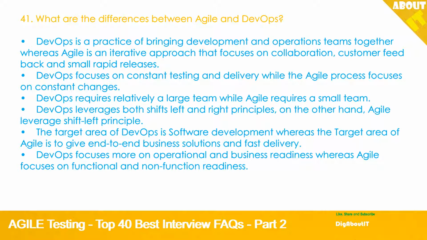The target area of DevOps is software development, whereas the target area of Agile is to give end-to-end business solutions and fast delivery. DevOps focuses more on operational and business readiness, whereas Agile focuses on functional and non-functional readiness.